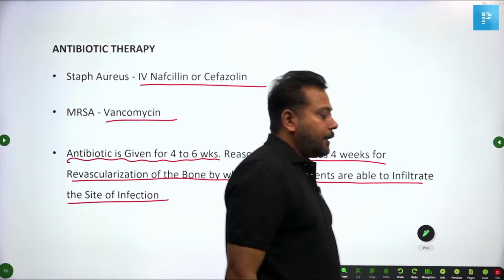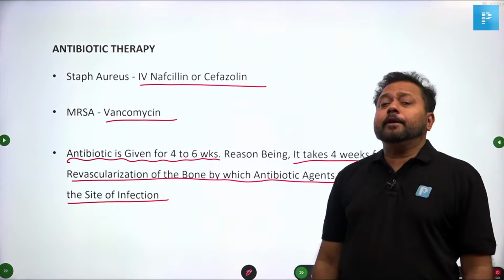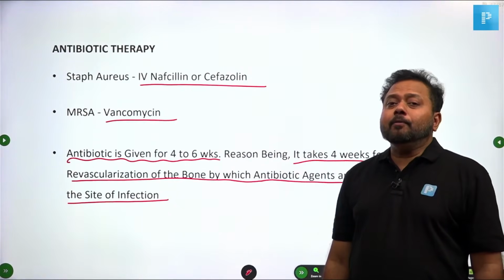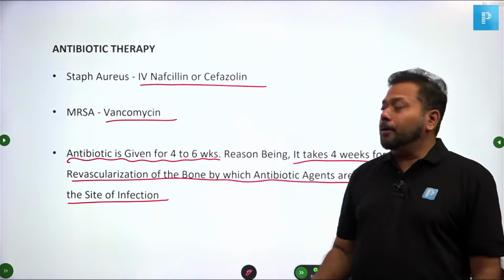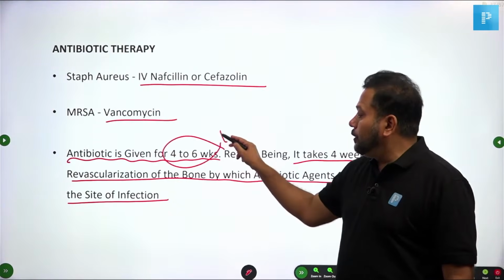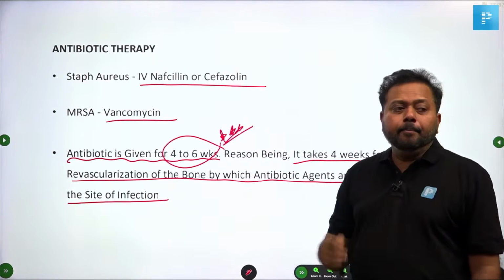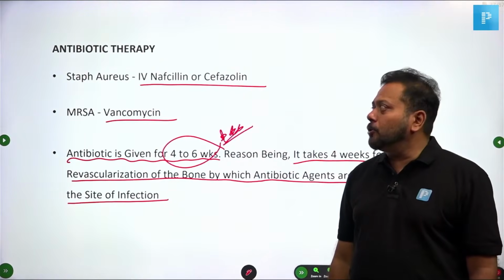So you have done a sequestrectomy and saucerization. It takes minimum 4 weeks for the bone to revascularize. Only if it is revascularized, antibiotic can reach that spot. So minimum you should give 4 to 6 weeks. This is a golden point in chronic osteomyelitis. How long will you give antibiotic? Minimum 6 weeks. Register that in your mind.